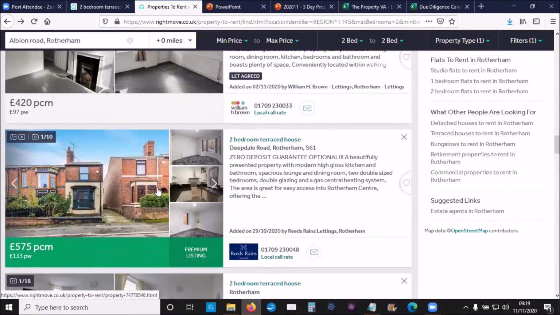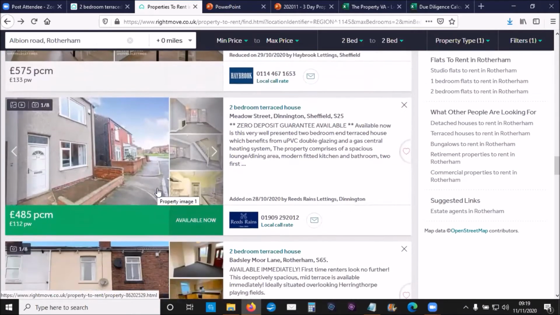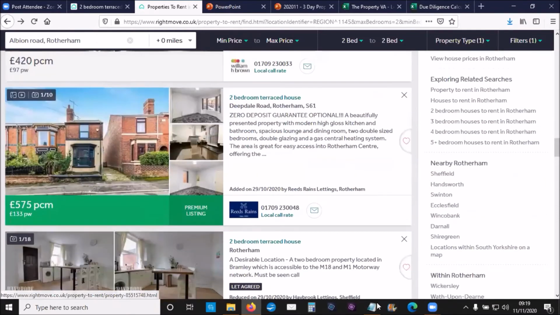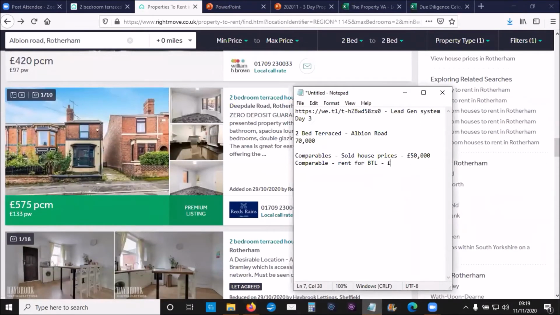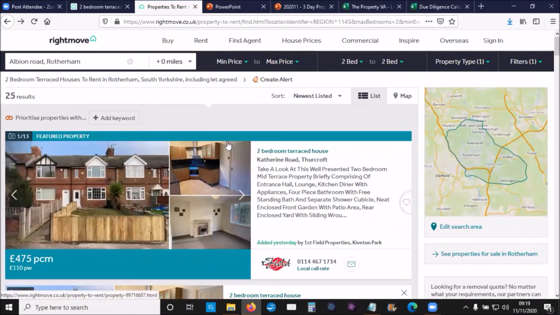I am gonna say probably £500 on this one. Okay. So what we're doing is not a, it's as close as an educated guess as possible.